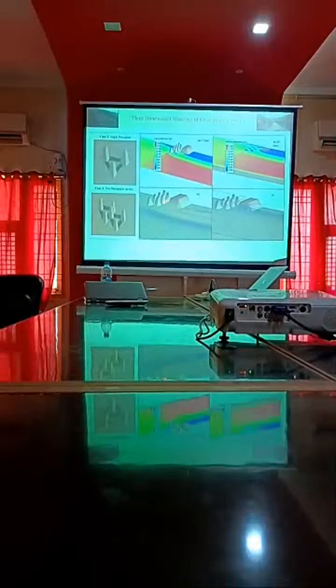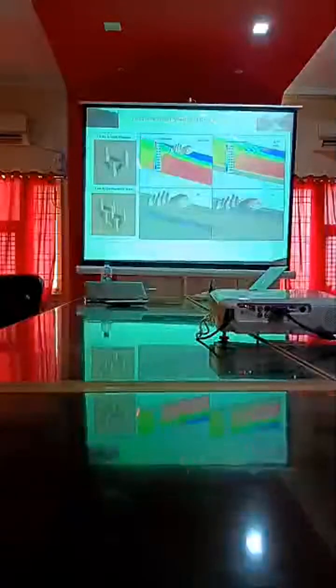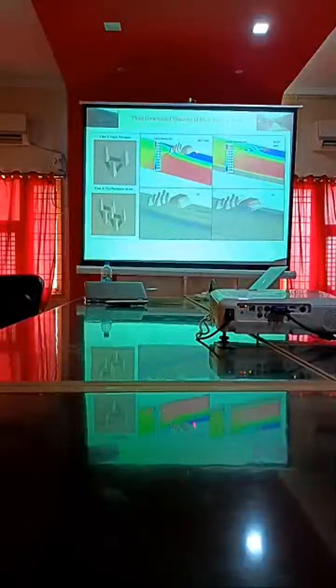Whether I have to put it at this location or that location, and what should be the length of the structure projecting into the field. All these parametric studies I do at a modeling level, and the success of the modeling study will give me confidence to place this particular structure in the field.